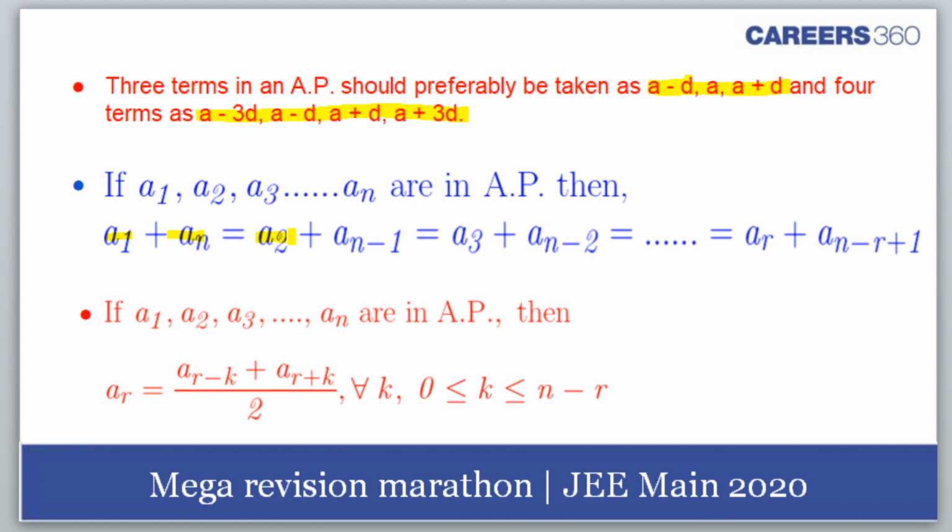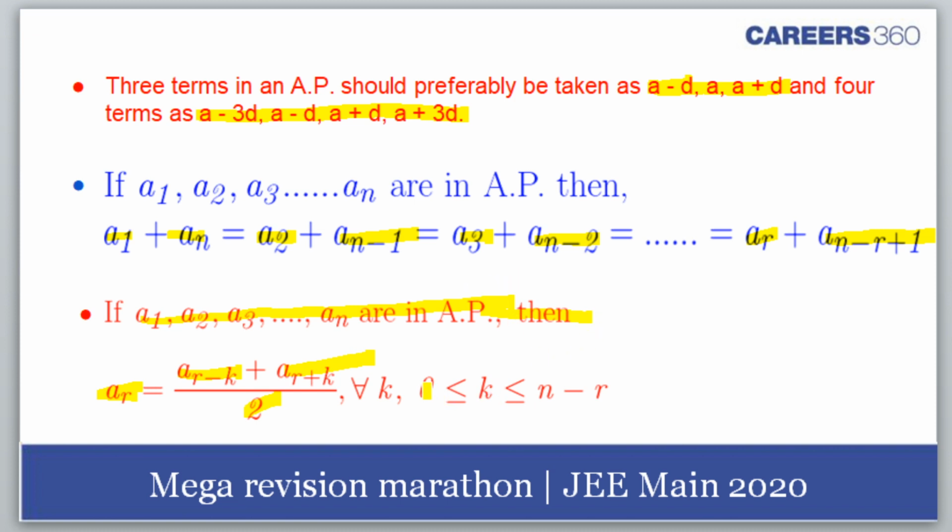That is the second term from the beginning, that's the second last term from the end. This is the third term from the beginning, this is the third last term from the end. So they all are equal. The Rth term from the beginning and the Rth term from the end are equal. Then if A1, A2, A3, ..., AN are in AP, then the Rth term AR is (AR minus K plus AR plus K) divided by 2.